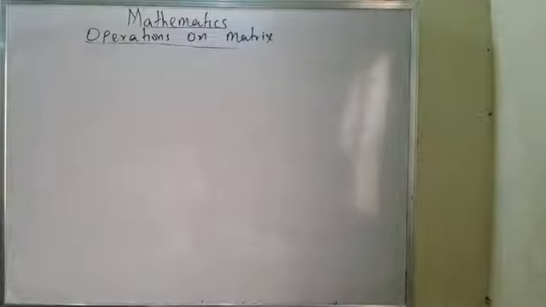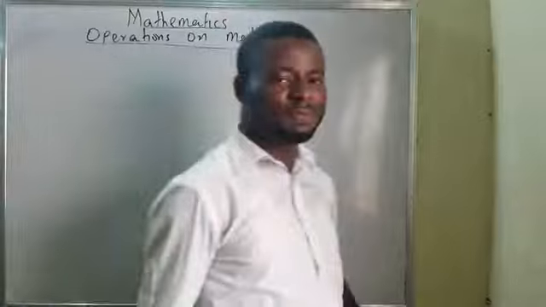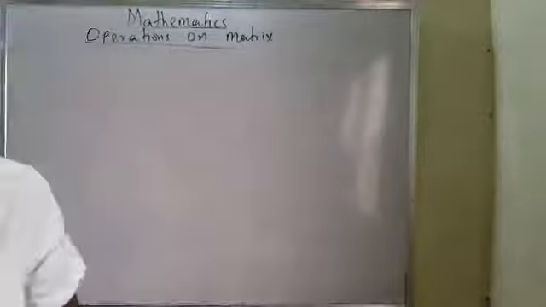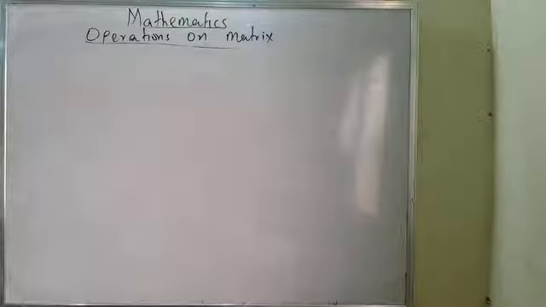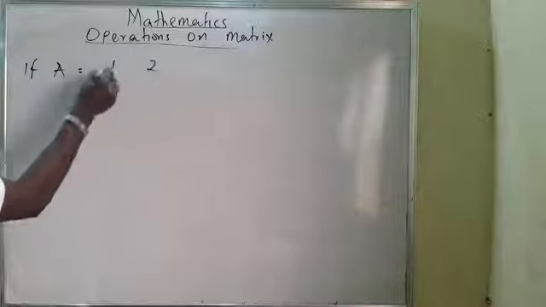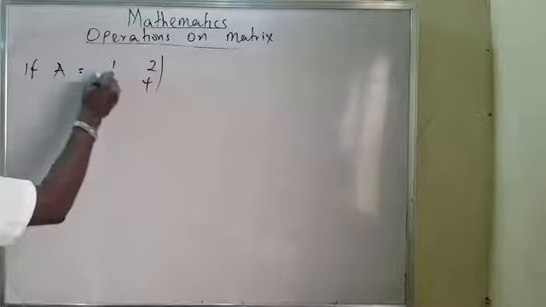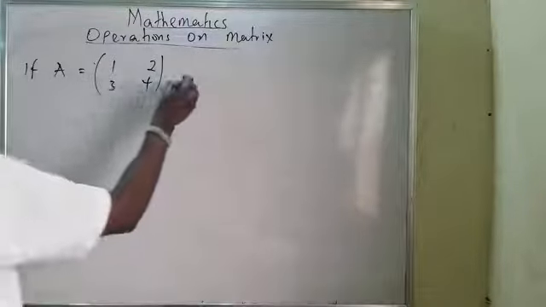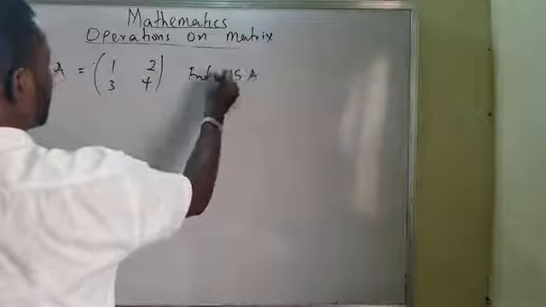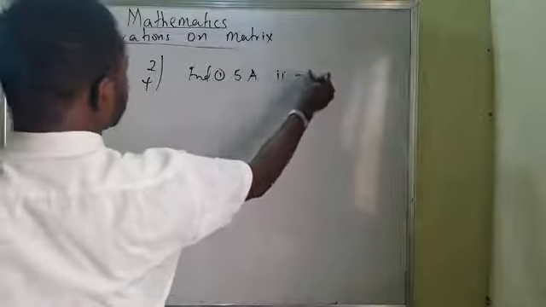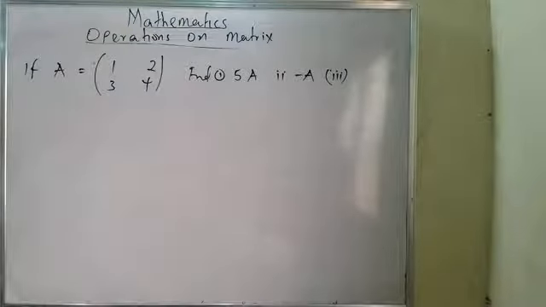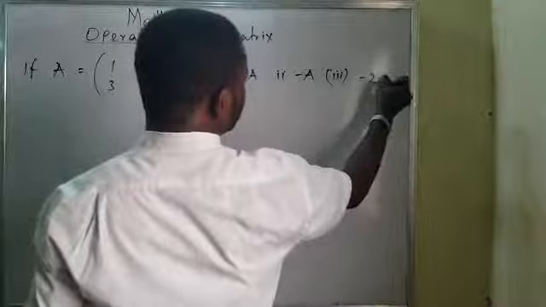Before I give our problem, let's talk about the last part of it, which is multiplication with a scalar. You are multiplying a matrix with a scalar. For instance, if A equals 1, 2, 3, 4, find: 1, 5A; 2, minus A; 3, minus 2A.